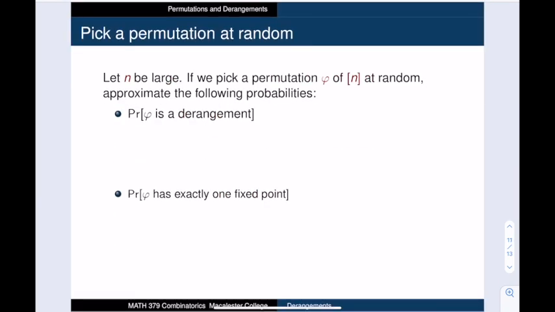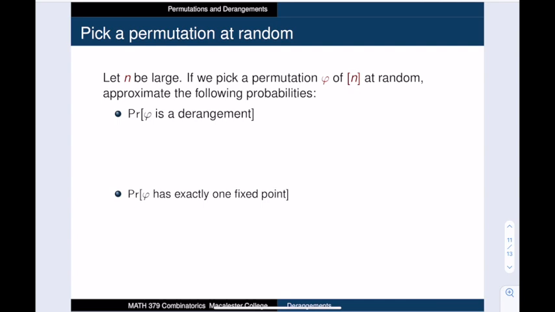So let's extend this insight a bit. Let's pick a random permutation. What's the probability that it is a derangement? And how about the probability that it has exactly one fixed point? Pause the video and come up with answers to these questions in terms of the function d of k, which is the number of derangements of the set of size k. And then use the approximation d of k is equal to k factorial over e to find approximate answers for each.